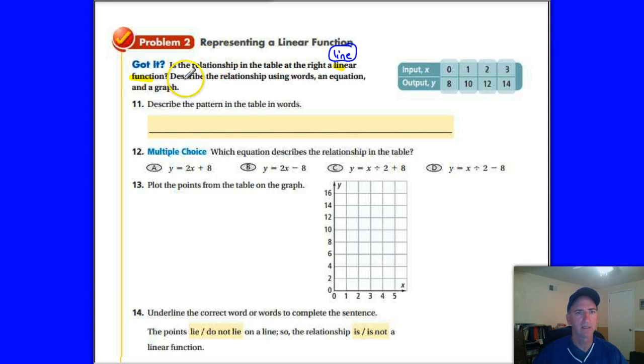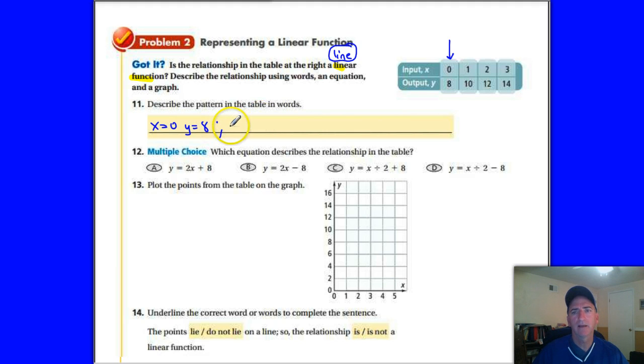So we'll see. It says, describe the relationship in words, an equation, and graph. Again, I'm not too worried about the words, but we will look at this here. Okay, the first thing, if I'm going to describe this pattern, first of all, I want to notice that it starts at x is 0, y is 8. Okay, that's important for us.